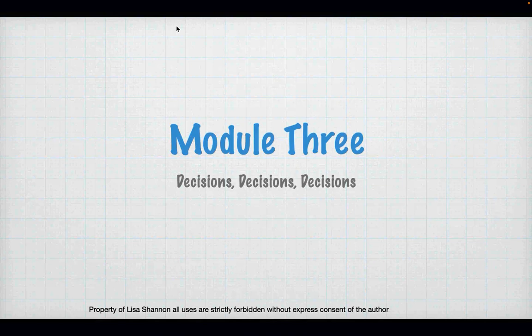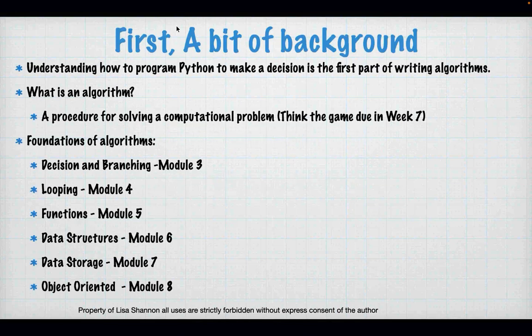The bread and butter of a programmer is understanding how to think logically and have the computer make decisions that are going to impact the processing portion of the input process output. So, first a bit of background. Understanding how to program Python to make decisions is the first part of writing an algorithm. And algorithms are important. That's really what you do as a computer programmer.